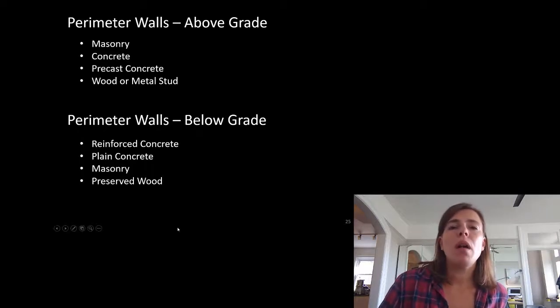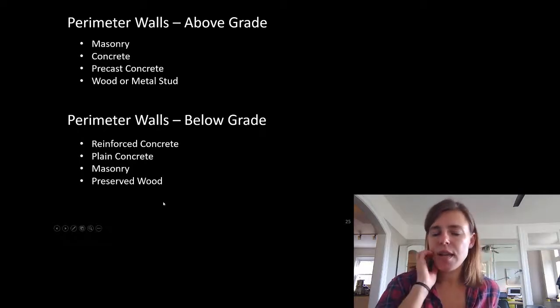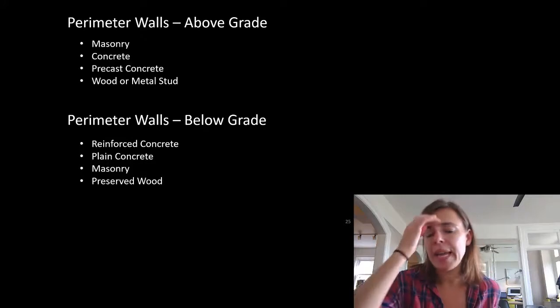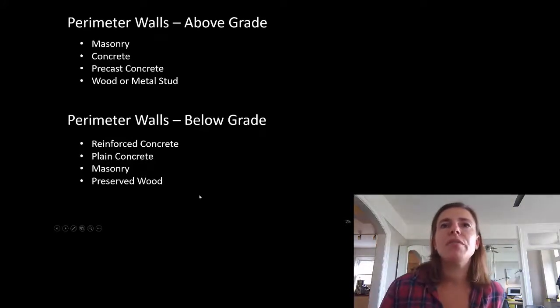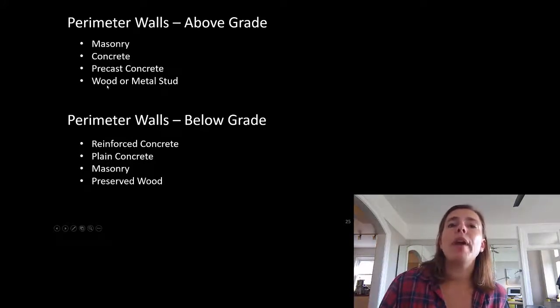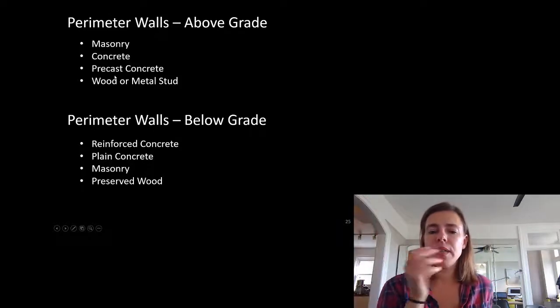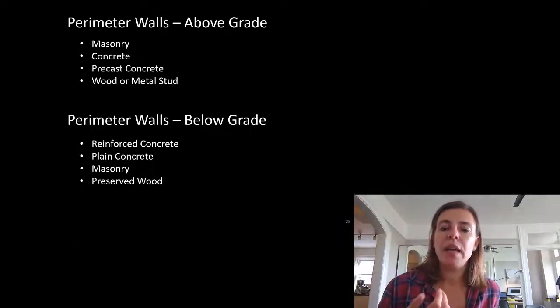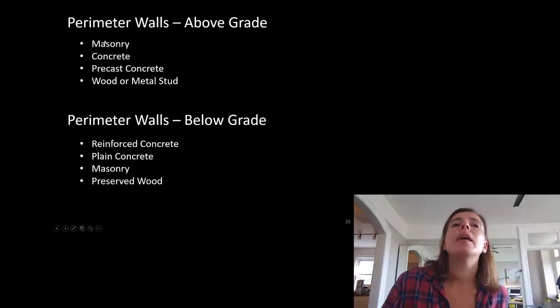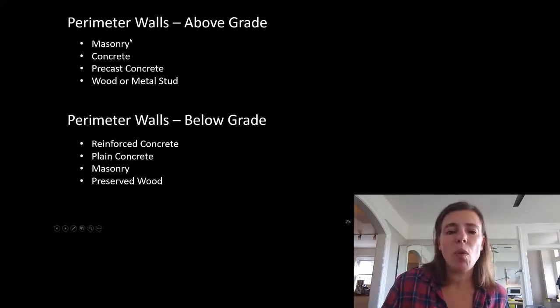So perimeter walls, again, a lot of this is kind of common sense. It's more just writing it down in case you need to go back and do a self-check. Above grade, the perimeter walls of a building might actually be an envelope attached to it as well as a structural system. We do masonry walls a lot for the exterior of buildings. Schools, you see it a lot. Concrete, precast, and wood or metal stud walls.